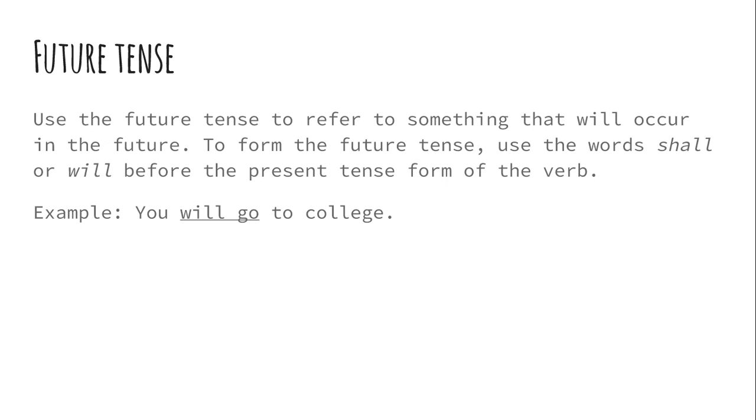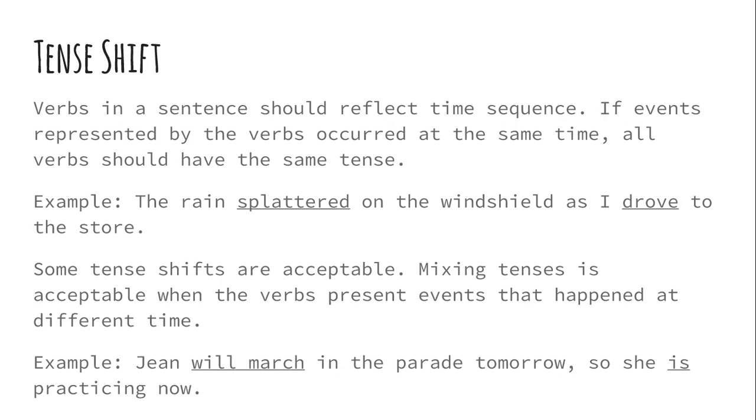Use the future tense to refer to something that will occur in the future. To form the future tense, use the word shall or will before the present tense form of the verb. So, for example, you will go to college.